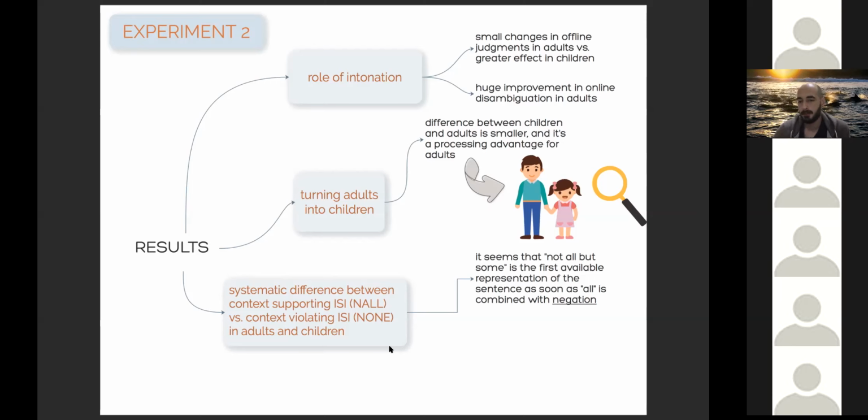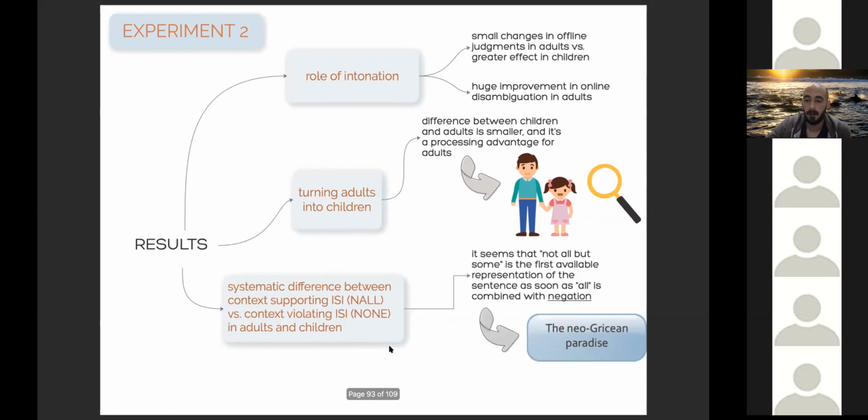So it seems that the not all but some is the first available representation of the sentence as soon as all is combined with negation, okay? So that's again strong evidence for what I call the Neo-Gricean paradise. So these very predictions that the Neo-Gricean approach made, that implicatures are computed by default, were never borne out; it was never found evidence supporting these predictions in all the experiments with the direct scalar implicatures, right? So we are finding evidence for this with the indirect scalar implicatures. Strange.